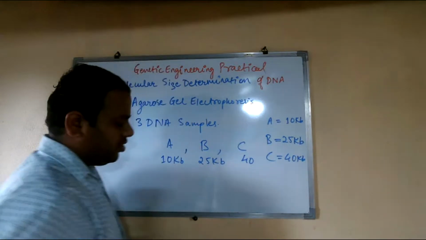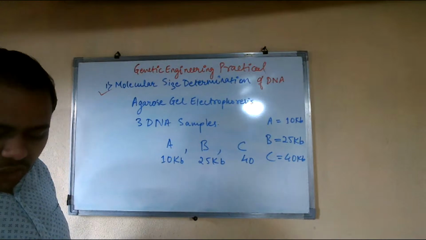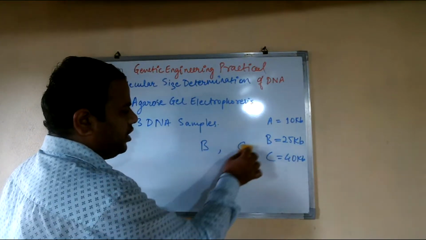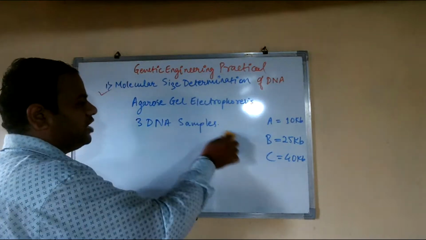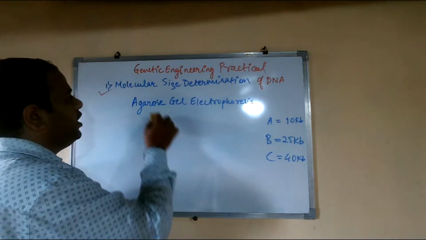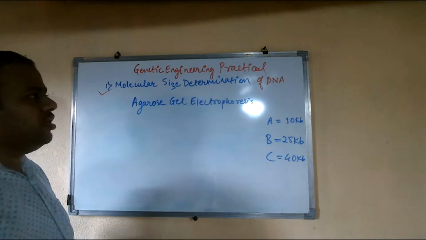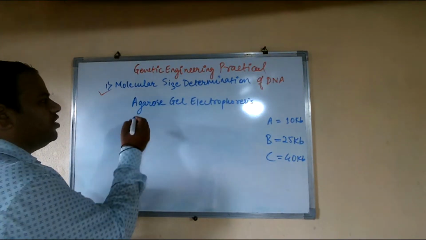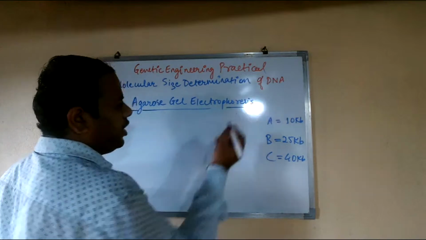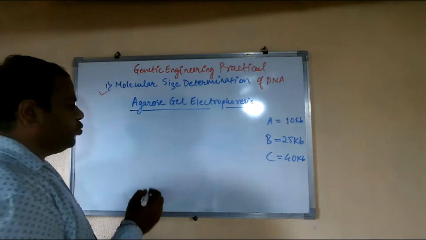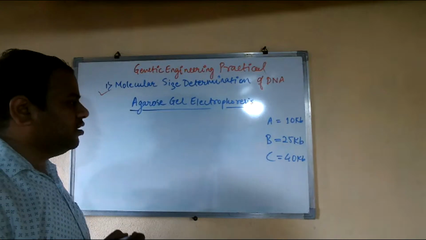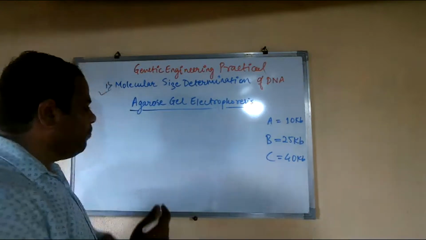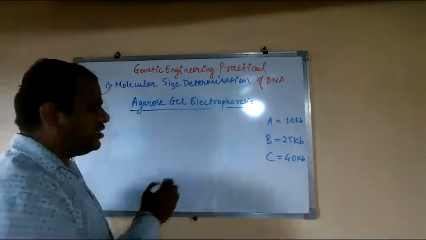So these are the three sizes of DNA. Suppose we actually don't know the size of this DNA. We have got three samples here, A, B, and C, and we want to determine the size of this DNA using the DNA molecular size determination practical in molecular biology or genetic engineering. The first procedure that we are going to do is agarose gel electrophoresis. Plus, there is one DNA sample present in various kits, or that can be procured commercially, which is called a DNA ladder.